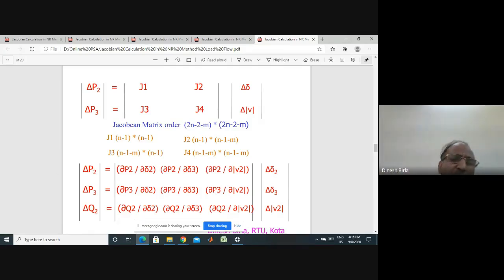Because the angle will correspond to active power, and voltage will correspond to reactive power. So there is no question that the angles and voltages may be one more or one less. It cannot be. It is because the angle corresponds to active power, and voltage corresponds to reactive power. So the number of angles and voltages will be the same as the number of active and reactive powers.